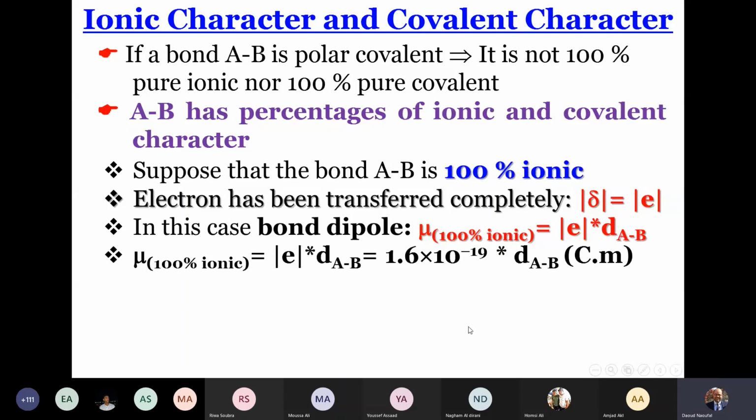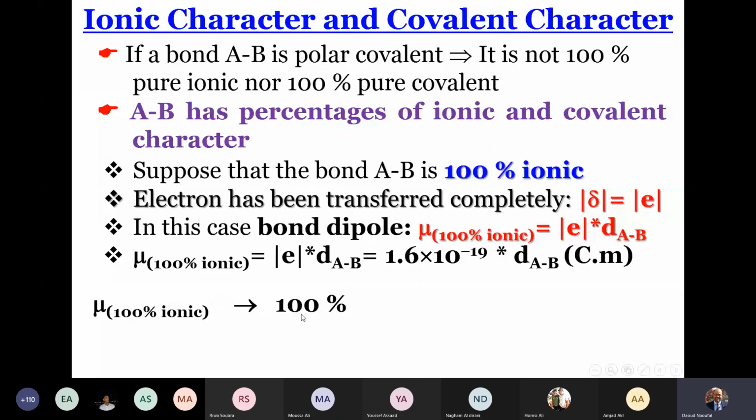Then we do the cross multiplication. If the bond is 100% ionic, we have a value of mu 100% calculated with 1.6 times 10 to the minus 19, which is the charge of the electron in absolute value, and the distance AB is given, so I can calculate mu 100%. What is the meaning of mu 100%?